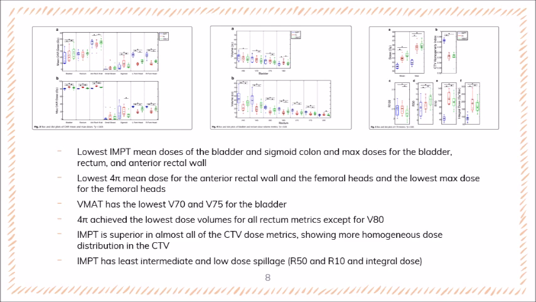IMPT is superior in almost all of the CTV dose metrics, showing more homogeneous dose distribution in the CTV. IMPT has the least intermediate and low dose spillage, R50 and R10, and also integral dose.